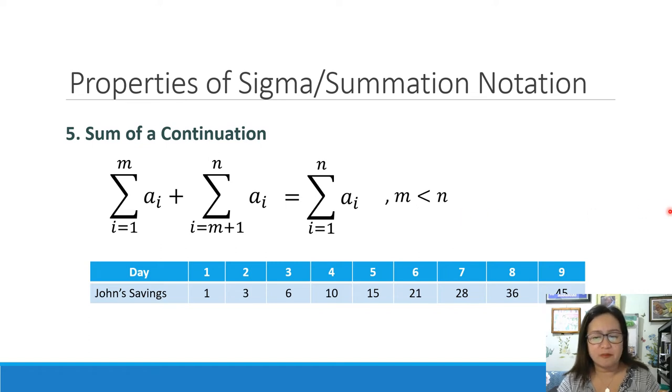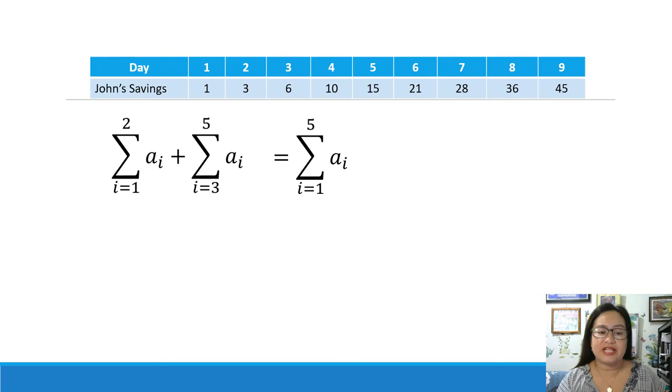So for example, we have joint savings 1, 3, 6, 10, and so on. Now let's say we have the summation of A sub I, where I starts from 1 up to 2, plus the summation of A sub I, where I starts from 3 up to 5. As you can see, it is like getting the sum of A sub I, where I starts from 1 up to 5.